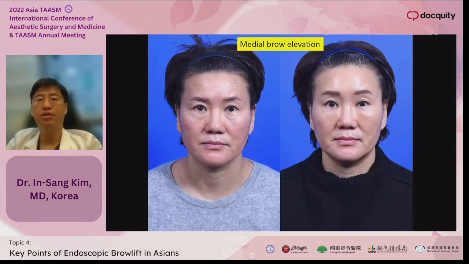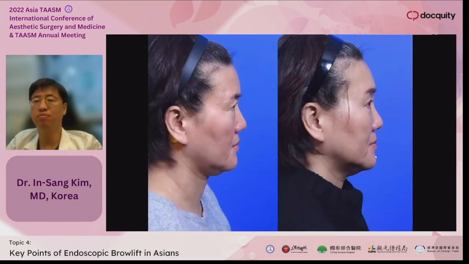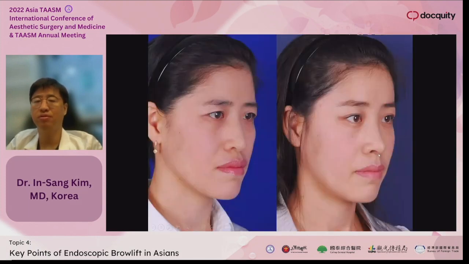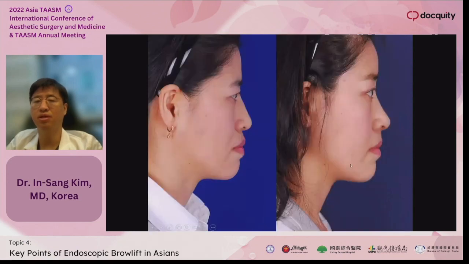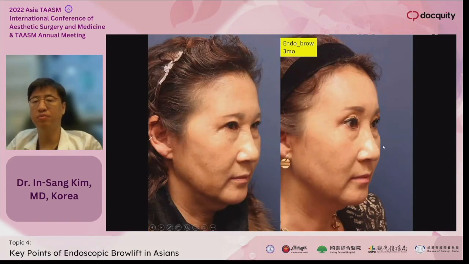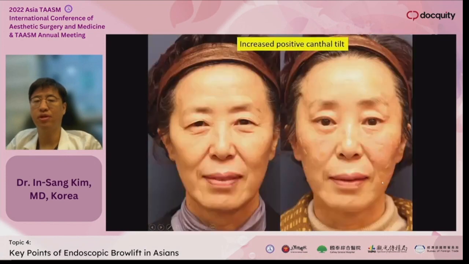Okay, so you can see nice elevation of the brow, and especially the medial brow is elevated, pretty nice. You can see a much younger and brighter appearance after the endoscopic brow lift. And in this case also, nice elevation, especially of the medial brow. If you elevate the brow, especially medially, then you can improve the fullness of the nasal root and the frown lines also. So the medial brow is a very important part of the brow lift. You can see a much brighter, younger appearance, and medial brow elevation is very important for Asian patients.